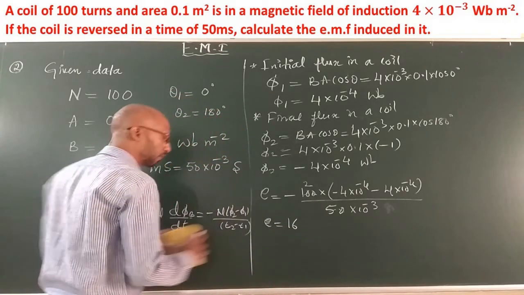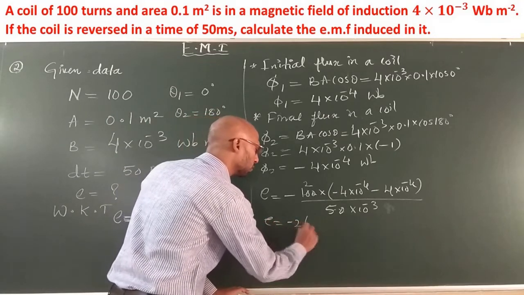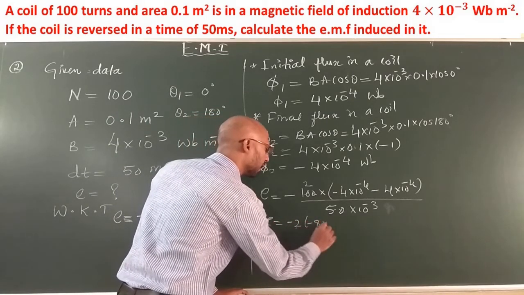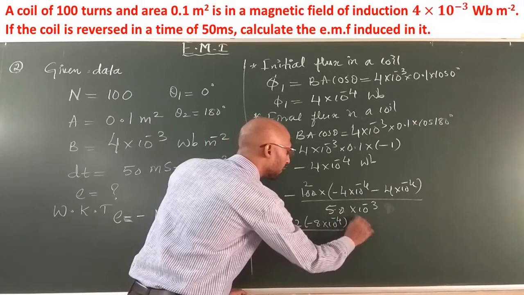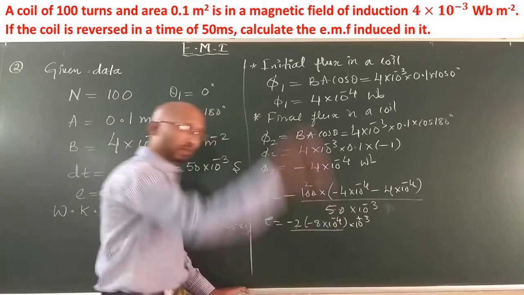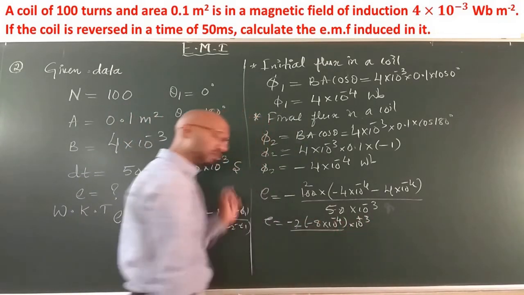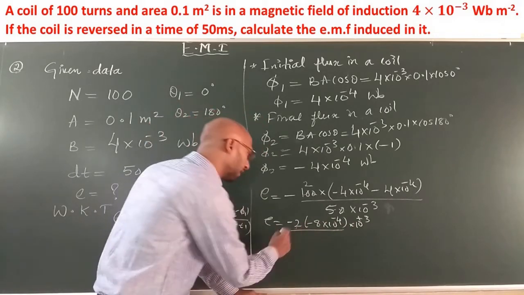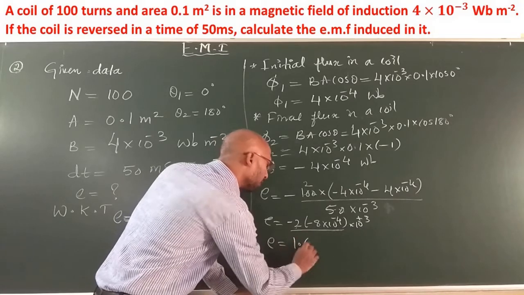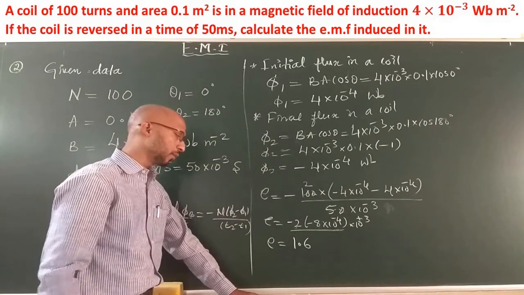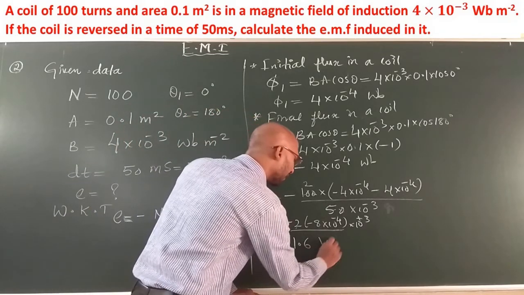If you have confusion, I will write it all down. E is equal to minus 2 minus 8 into 10 raised to minus 4 divided by 50 into 10 raised to minus 3. When it comes up, it becomes plus 3. Now minus 4 plus 3 is minus 1. The last answer will come, because 10 raised to minus 1 remains, 1.6 volt. 1.6 volt will be there.